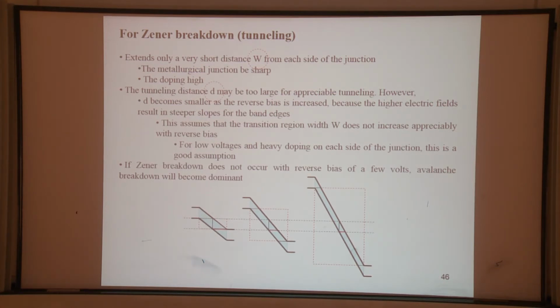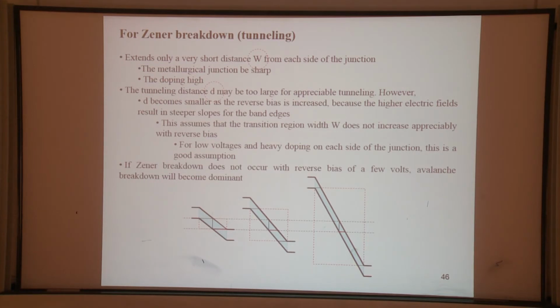So for Zener breakdown to occur, you need to increase your reverse bias to a certain level, so that the valence band of the P-type will be higher than the conduction band of the N side.